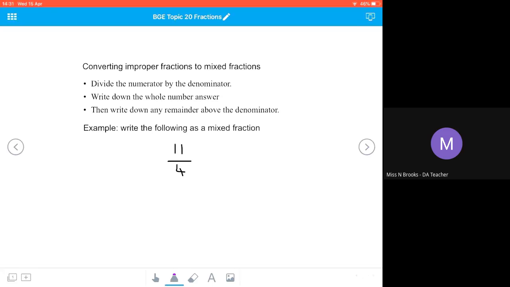So the example here is write the following as a mixed fraction. We've got 11/4. So let's set ourselves up a bus stop. 4 doesn't go into 1, and we've got a remainder of 1, and 4 goes into 11 twice with a remainder of 3, because 2 times 4 is 8, and 8 plus 3 gives me 11.